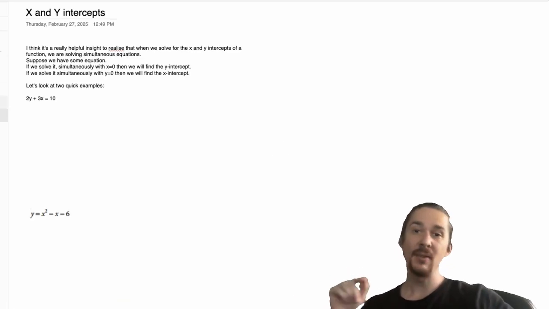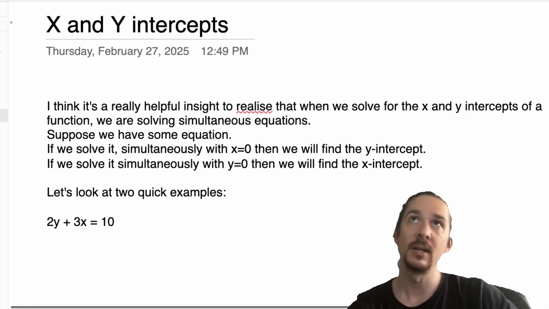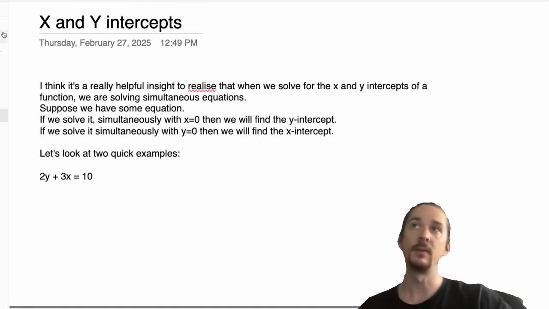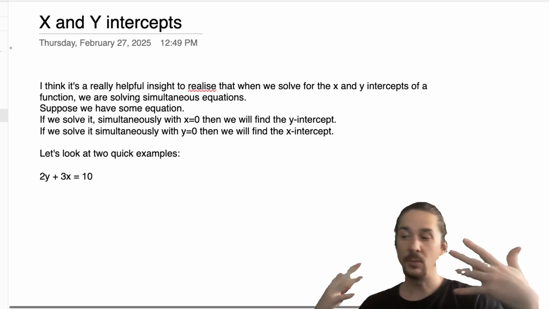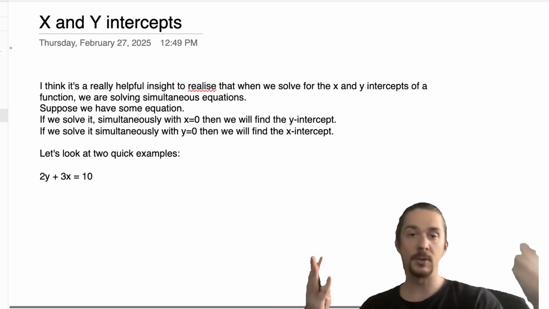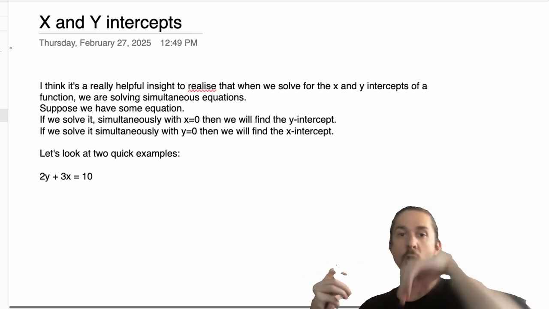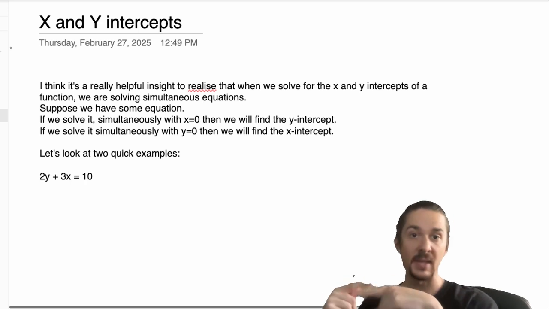And that has to do with every time you've had a question that's asked you to find the x and y intercepts of a function or of a graph. Basically, we take some equation and we solve it simultaneously with the equation x equals 0. So we just substitute in x equals 0. That gives us the y-intercept. Or if we substitute in y equals 0, then that gives us the x-intercept.